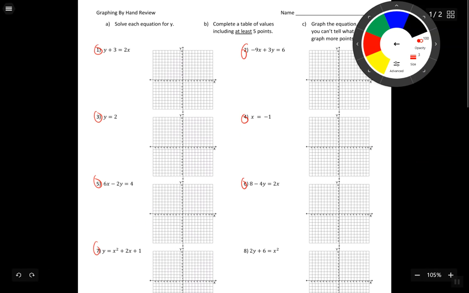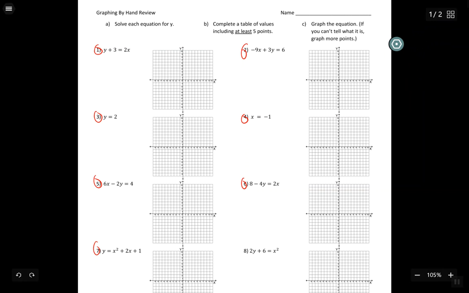Tricks are for kids. What they say basically is solve for y, complete the table using at least 5 points, and then graph it. And let's see, what did we say here? We say that if you can't tell what it is, graph more points. That's kind of a duh, right?